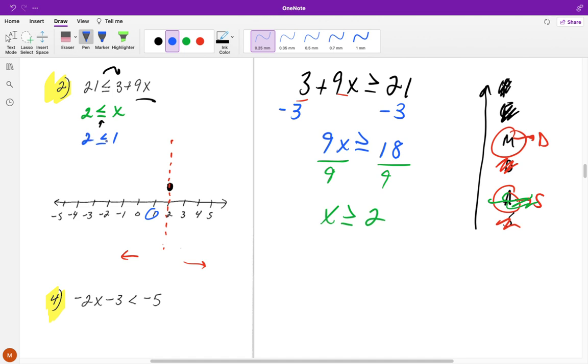Does it actually hold true? Is 1 greater than or equal to 2? No, it's not. So since this was not a solution, that means every other number in this region will also not be a solution. And then if I pick this one, 3, well, is 3 greater than or equal to 2? Yes. So since this one worked, all of them will work as well, which then means my graph needs to go in that way.